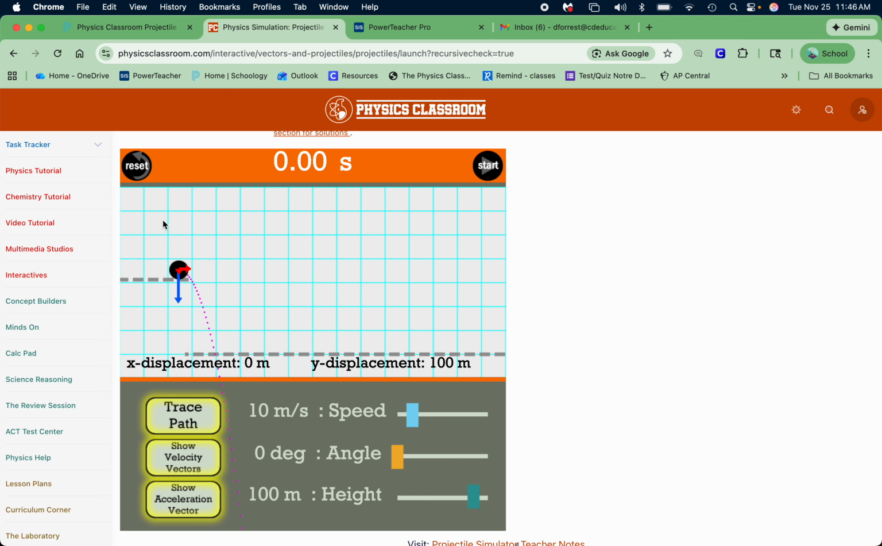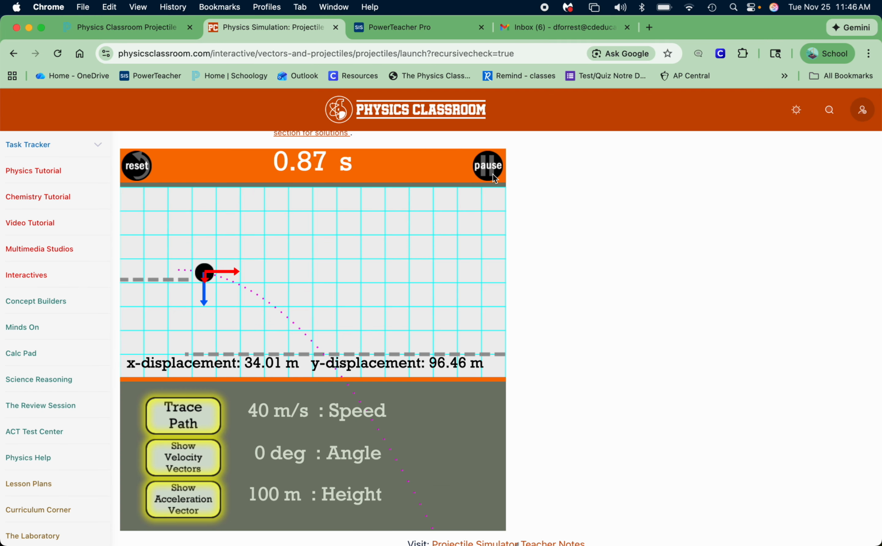So you can change these. So you could do like, I don't know, 50, 40, something like that. Start again. And so forth. So there's things to do in part 1 for that. Make sure you record the data and answer the questions.